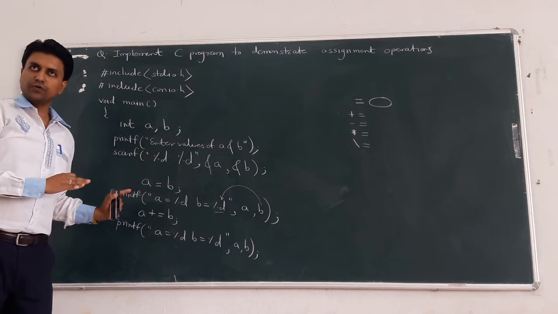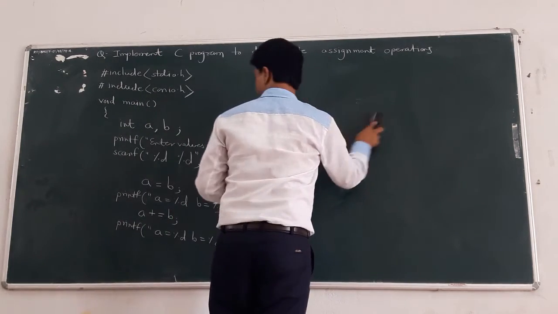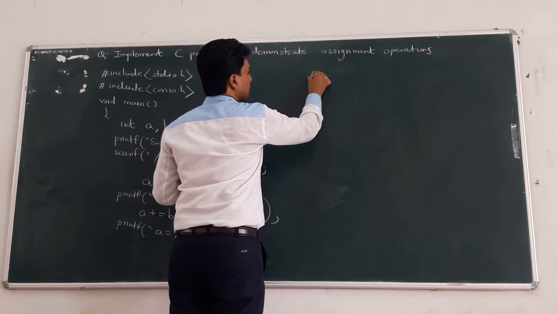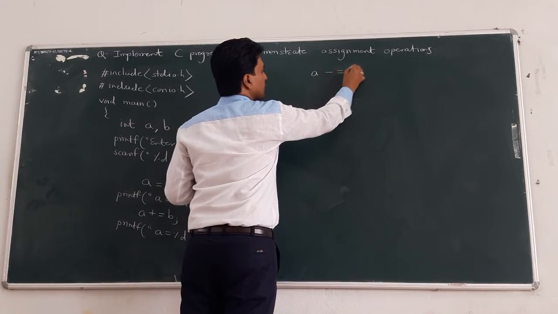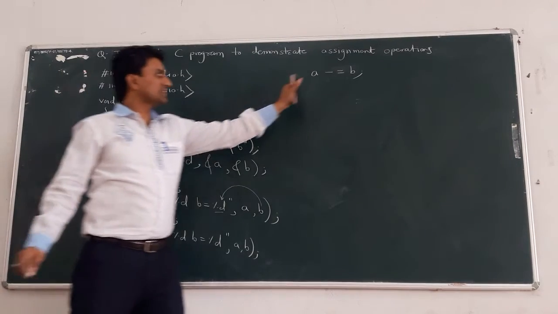Okay, so what is the output? We will discuss later on. Next, again use A minus equal to B. Minus equal to B. This is also an assignment operator.